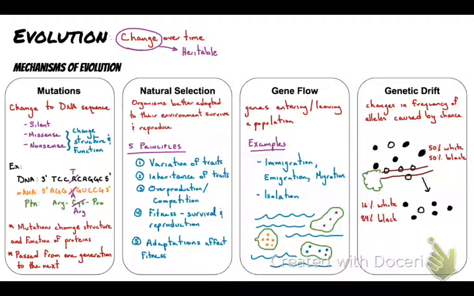There's no selection by the environment on this one, as we see in natural selection. Instead, this is by random chance. The bunnies were just in the wrong location at the wrong time. Now, there are 2 specific types of genetic drift that we talk about, one called the founder effect and the other called the bottleneck effect.